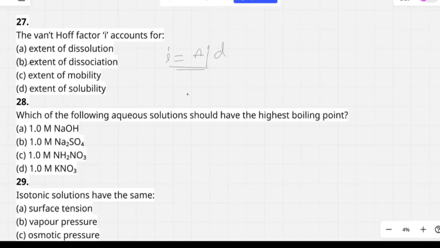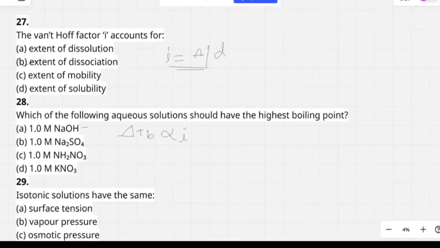Which of the following aqueous solutions should have the highest boiling point? We know that ΔTb is directly proportional to the van't Hoff factor i. So the higher the value of elevation in boiling point, the higher will be the boiling point. So if ΔTb is higher, the boiling point is also high. So we have to calculate ΔTb here.